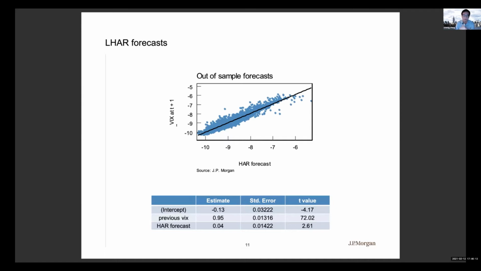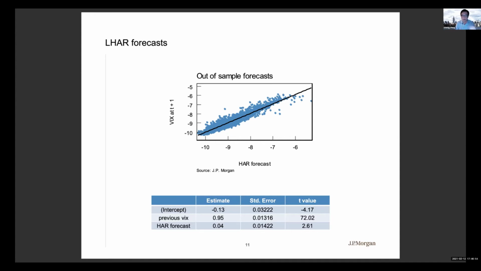So let's say we were to do a horse race, forecasting VIX at t+1 using the previous VIX value and the HAR forecast. Now, of course, we know that VIX being highly persistent, the previous day's VIX value is going to have very strong forecasting power, and it is highly significant with a beta of 0.95. But the HAR forecast has a coefficient that is non-zero, number one. Number two, it's positive. Number three, it is also statistically significant. So in other words, it adds value to the previous day's VIX in forecasting future VIX.